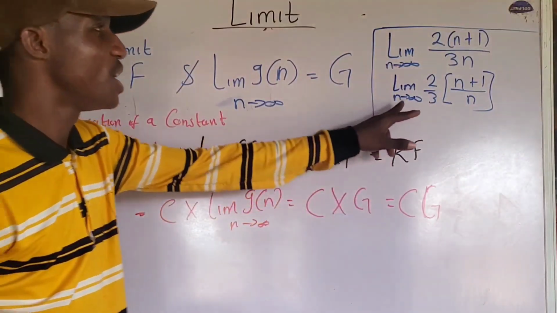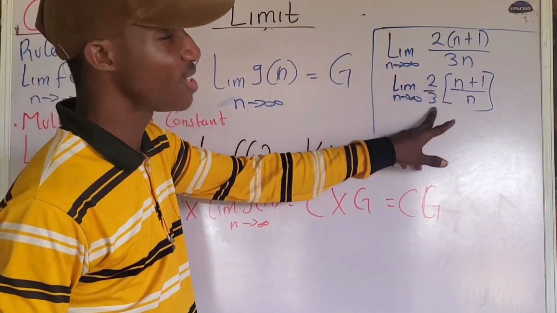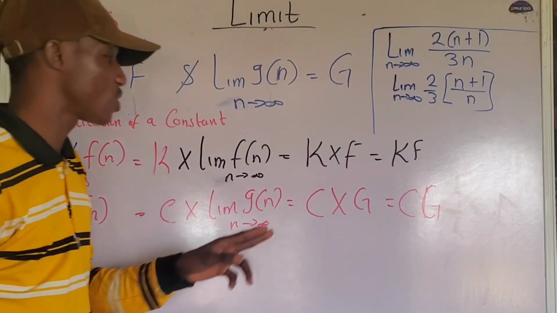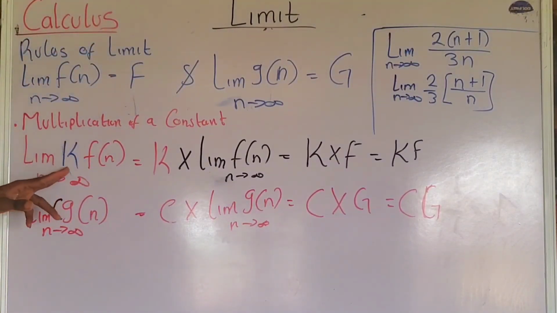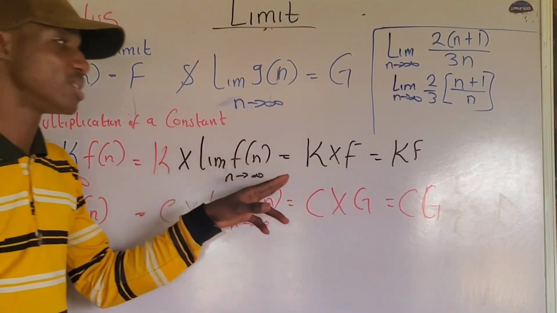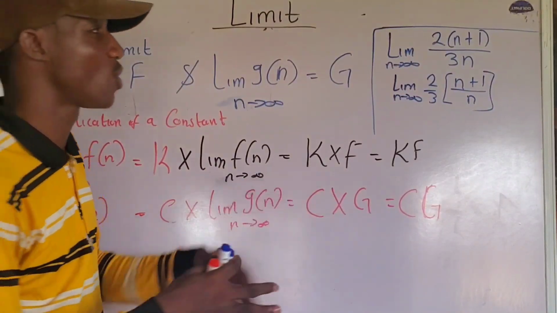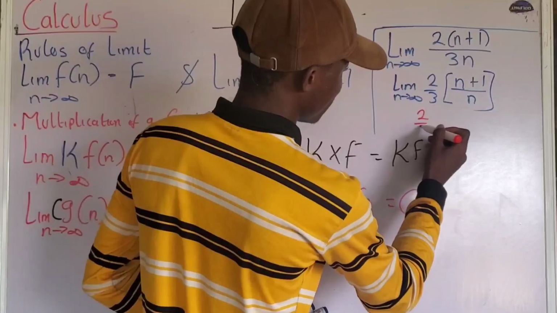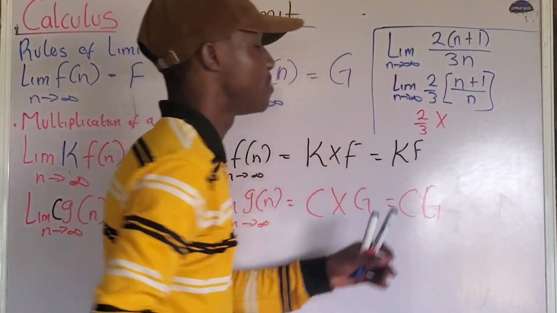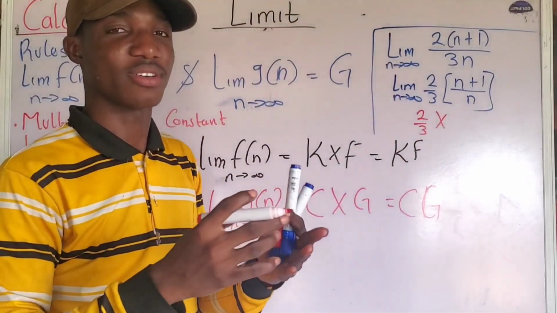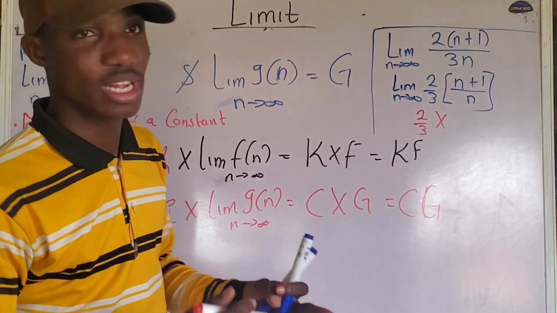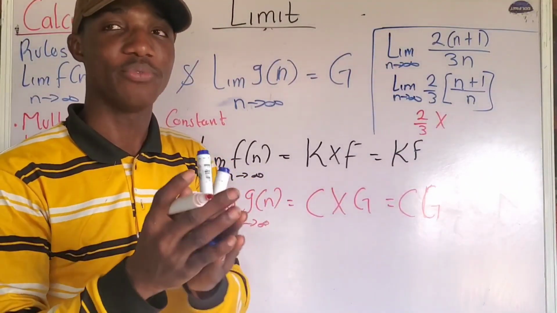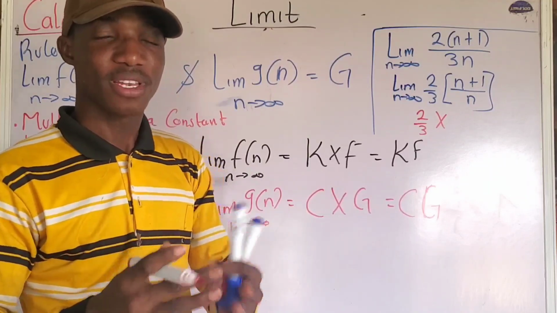You understand? Now, you can see that 2 over 3 is just like a constant, just like the value of k that we have here. And we learned that if you have a function that looks like this, the limit will be k, which is the constant. So the limit of this function will be 2 over 3 multiplied by, now because infinity doesn't have a value, you know that we're going to manipulate by dividing this function by the highest power of the numerator. Listen to the explanation.